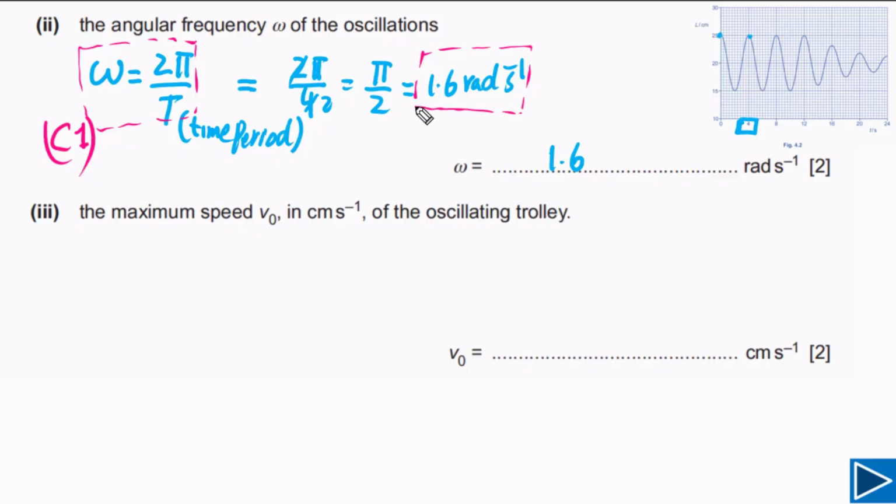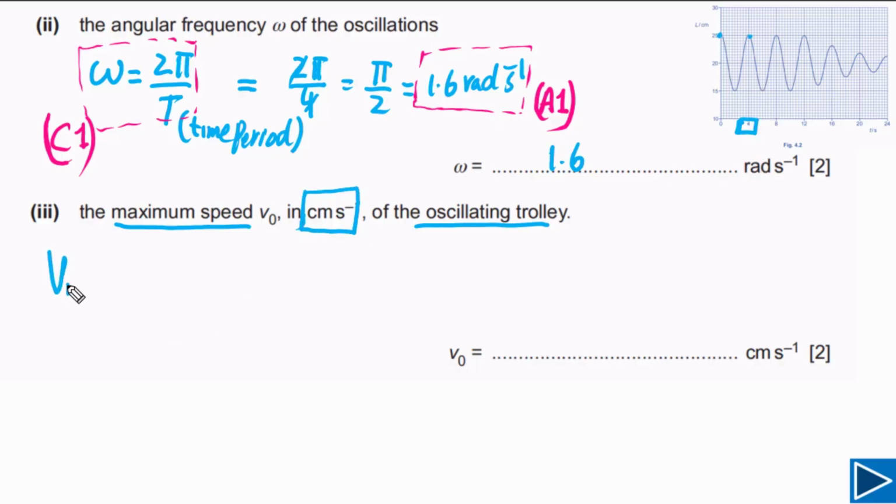If you have got the right answer, you will get in fact 2 marks for this question. But if your answer is wrong, you have written this formula, still you will get 1 mark. For the next part, we need to calculate the maximum speed of the oscillating trolley, but our answer has to be in centimeters per second.